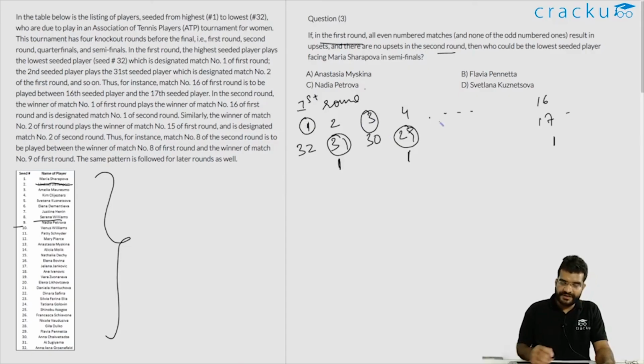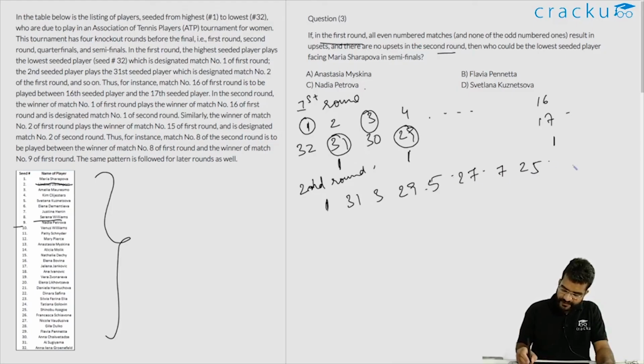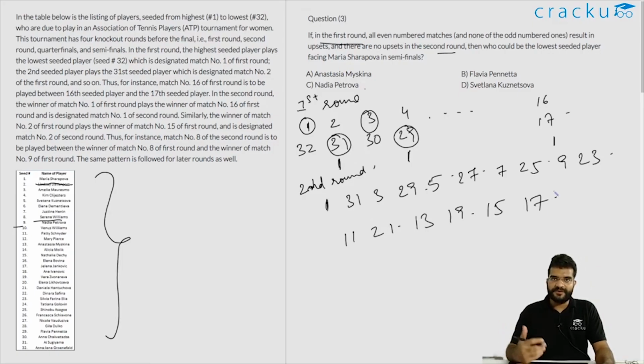And in all the odd numbered matches, the higher ranked players will win. So as you can see, the second round, if you're only considering the winners, we'll come to the pairings later. The winners will be 1, 31, 3, 29, 5, 27, 7, 25, 9, 23, 11, 21, 13, 19, 15 and 17. These are the players who have won. If you notice, all of them are odd numbers.